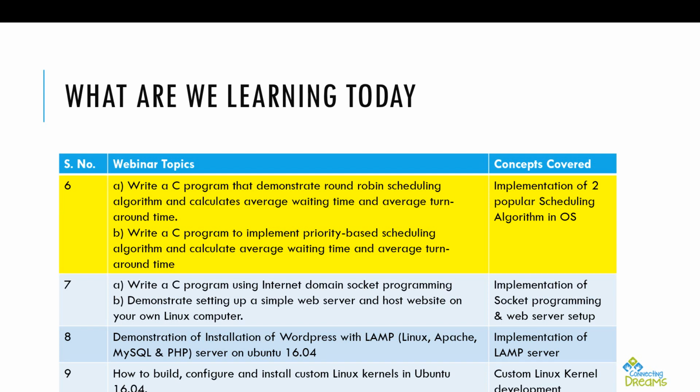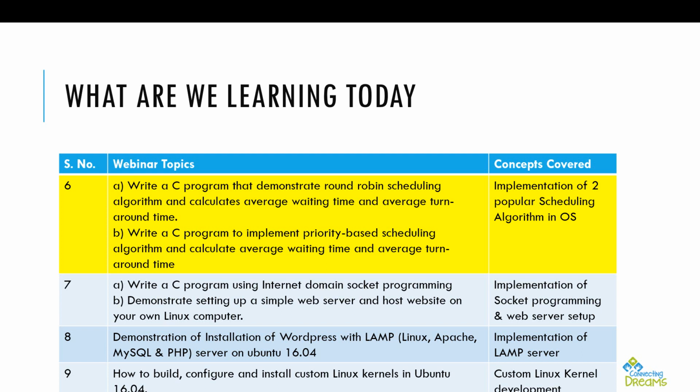Today we are going to learn about two popular scheduling algorithms, round-robin scheduling and priority-based scheduling, and we will try to calculate average wait time and average turnaround time using these algorithms.